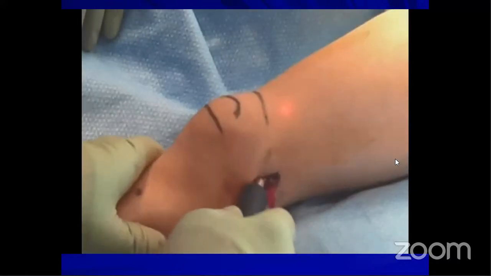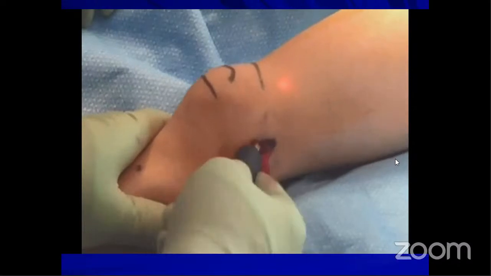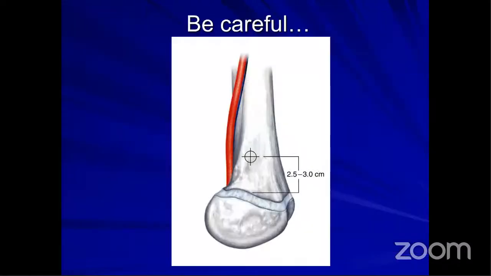And you can check under fluoro to make sure that you like the entry point here. The other option is to use a drill. You can use a drill with a drill guide. On the medial side, you need to be careful not to plunge posteriorly. Your vessels are there, so you need to be careful about it. It's better to aim the awl a little bit anterior so that even if you plunge, you plunge anteriorly and not posteriorly.